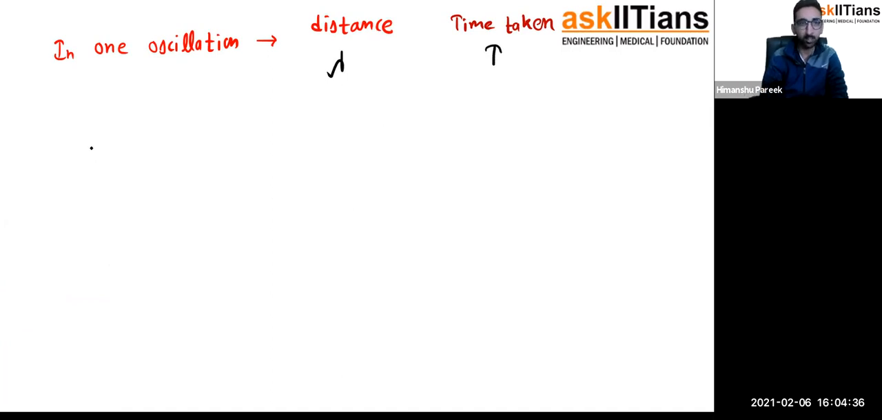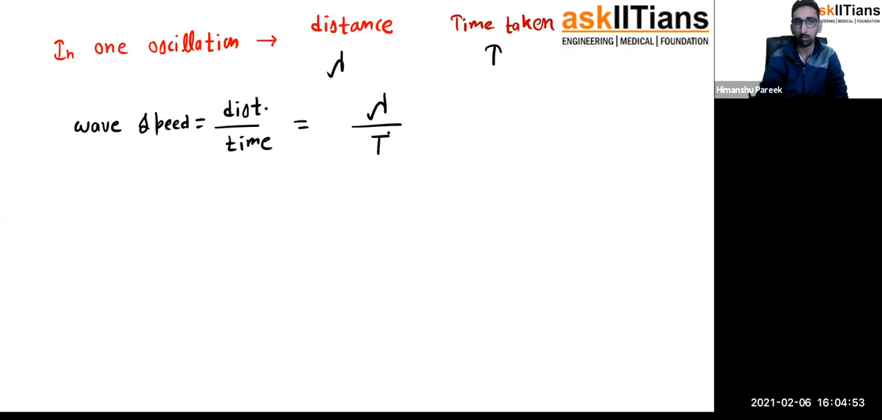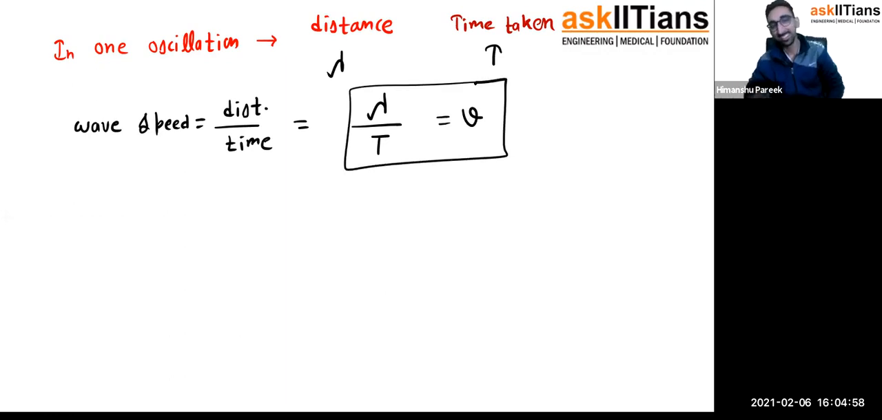So what is wave speed? Very simple, guys. It's not very tough now. Wave speed is nothing but distance divided by time. The distance traveled by the wave is lambda, in how much time? In T time. So that's the wave speed. Simple. The distance traveled by the wave in one time period is the wavelength. So in one time period, the distance traveled is lambda. So what will be the speed? Lambda over T. That's it.